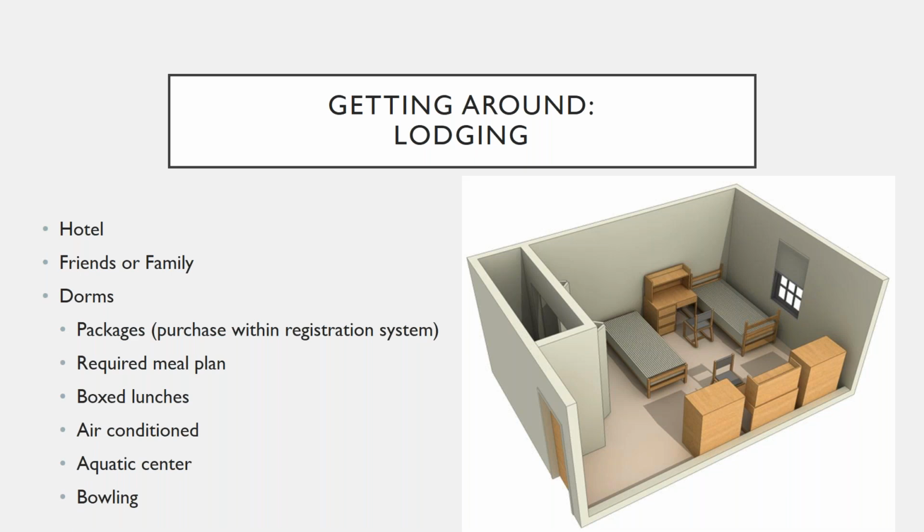You can purchase a package within the registration system. There is a required meal plan. You get all 3 meals, and if you have a full day planned, you can order boxed lunches. They are air conditioned. You have access to everything that the students do, which includes the aquatic center and the bowling alley. You would be sharing a room with another person.